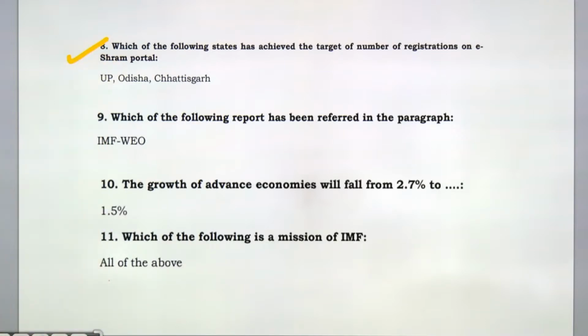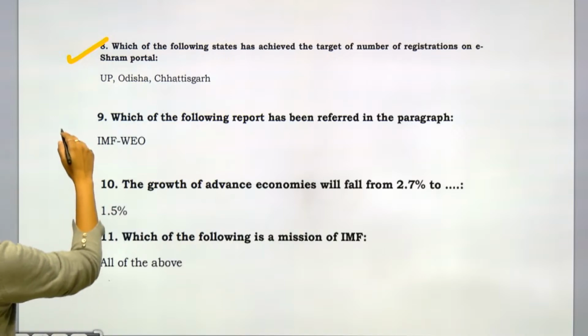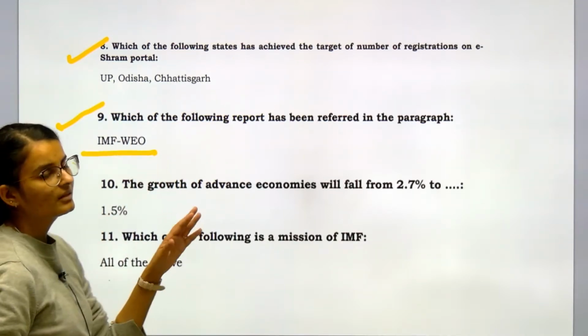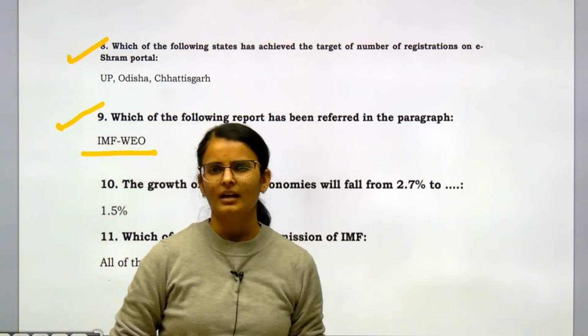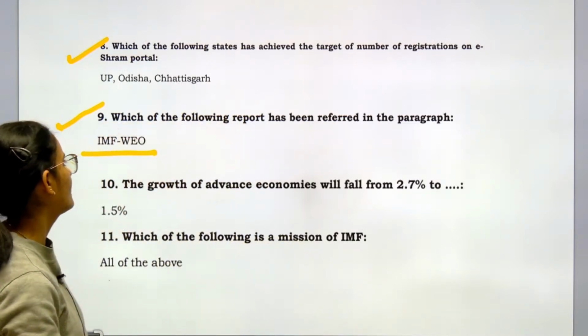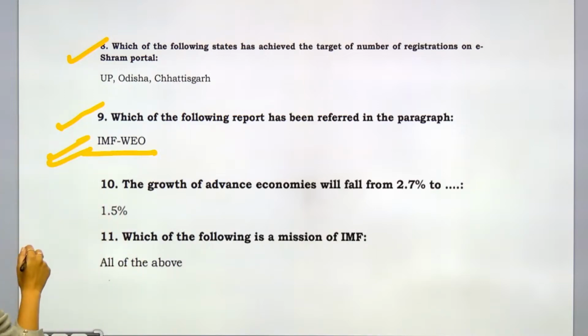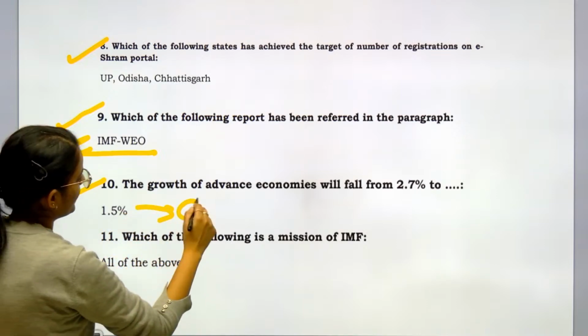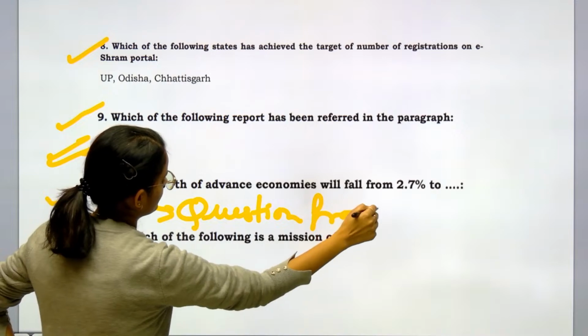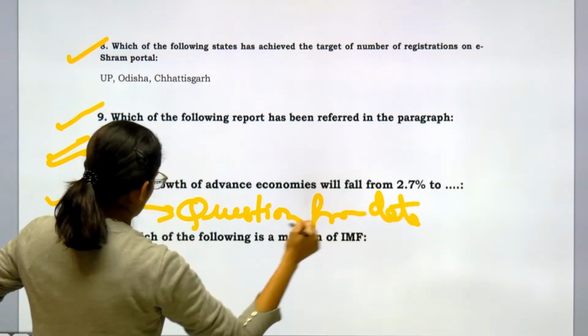Which of the following states has achieved the target number of registration on eShram portal? So which of the following report has been referred in the paragraph? There was a report given, I think it was a gender gap report which was launched, and they asked you which organization launched that report based on that paragraph. The growth of advanced economies will fall from, so questions from data also there. So data is also important.